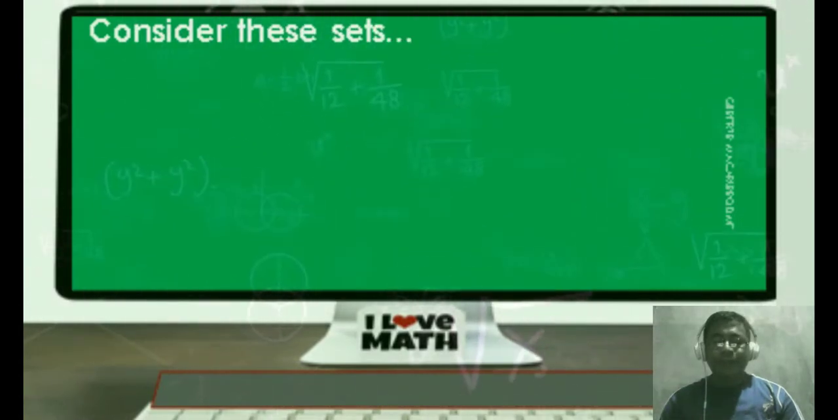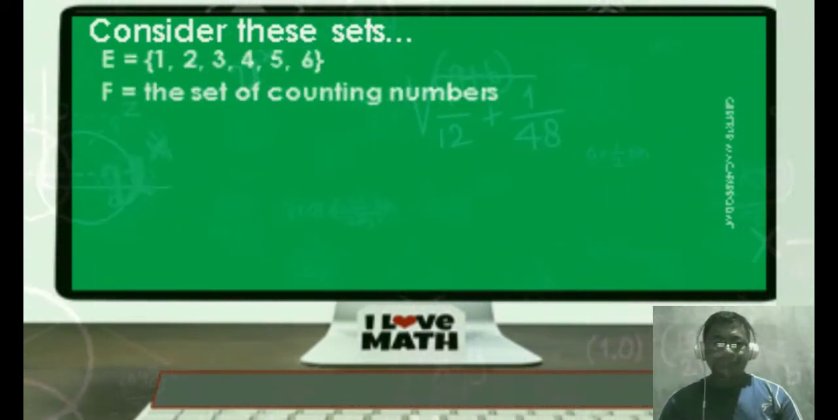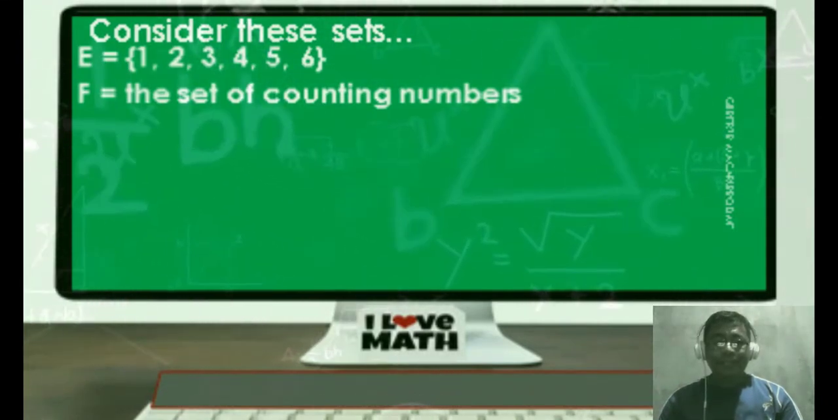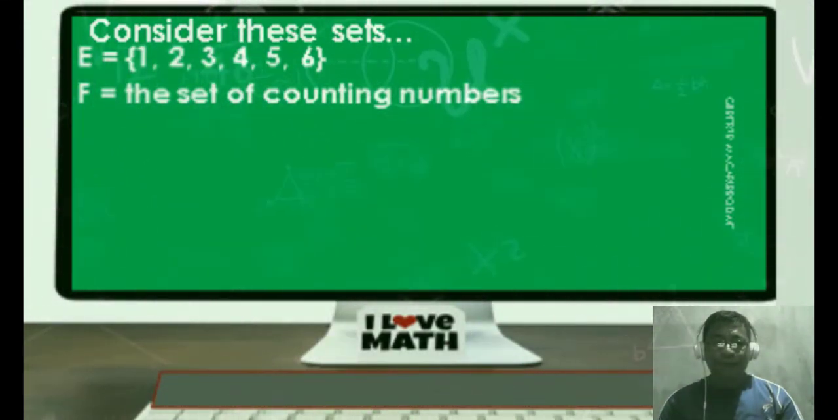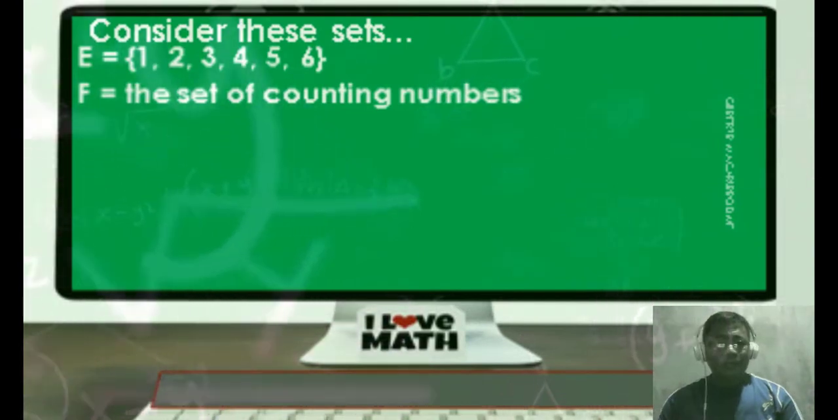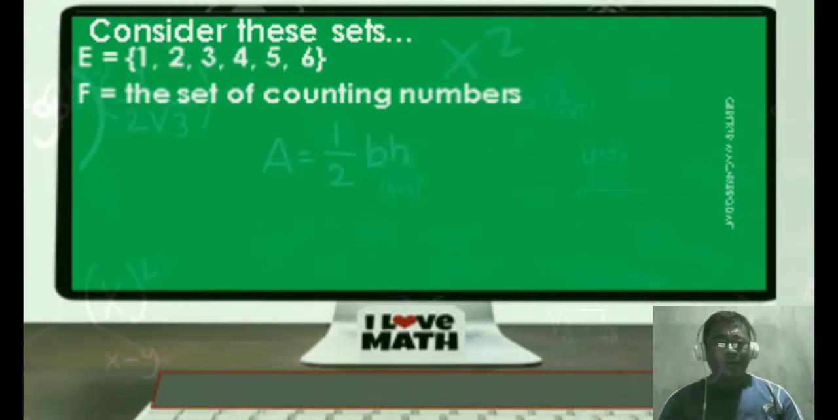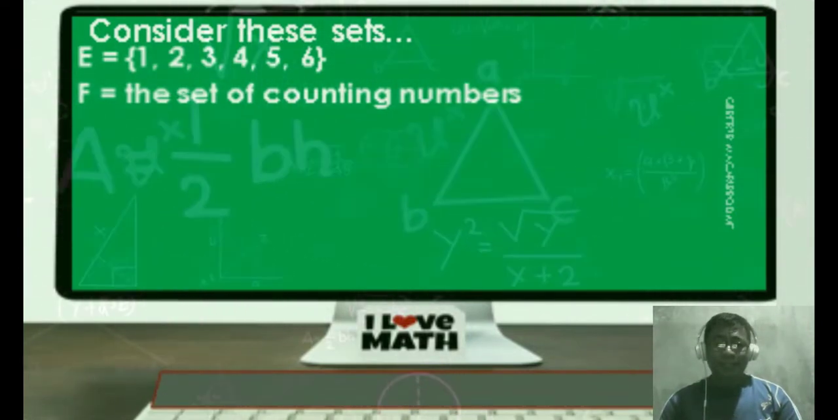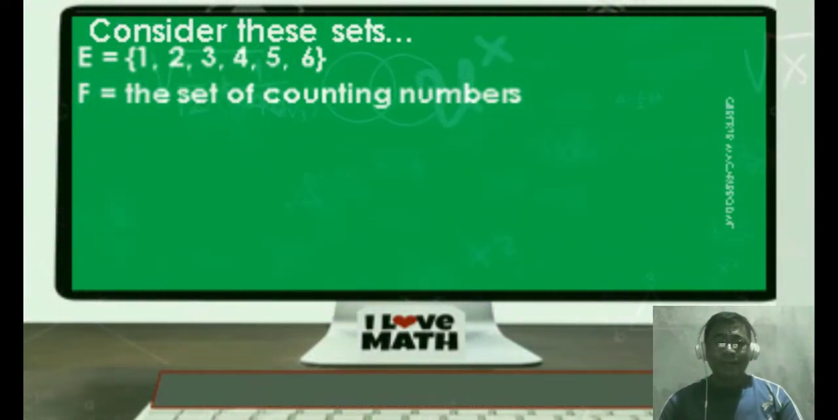Consider again another pair of sets. We have here set E and set F. Set E is equal to {1, 2, 3, 4, 5, 6}, and set F is equal to the set of counting numbers. Take a closer look at the elements of set E and compare them to set F. What did you notice, class? That's right. The elements of set E are also the elements of set F.